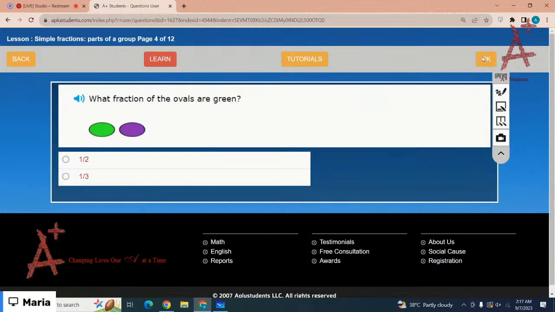What fraction of the ovals are green? Which is the correct option? The correct option is one out of two, because you have two ovals, just one of them is green. Yes, very good. That would be one out of two. Option number one is the correct option.